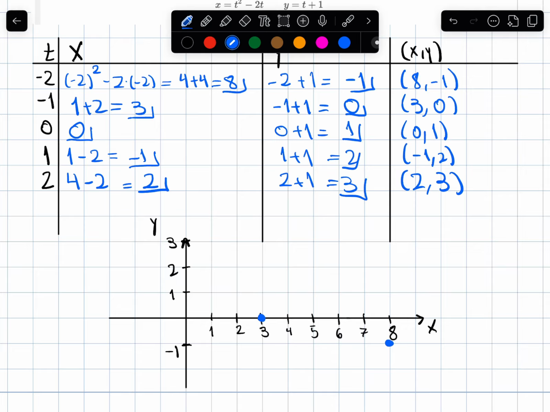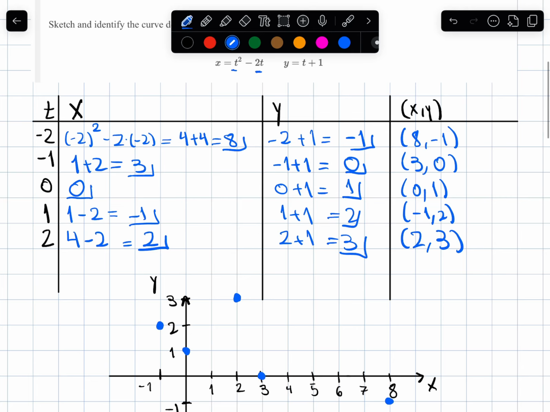X equals 0, y equals 1 is right here. X equals negative 1, y equals 2. It's supposed to be right here. X equals 2, y equals 3. So you see we're going the other way now. Should be right here. Let me double check this to see if everything's okay. Go back.